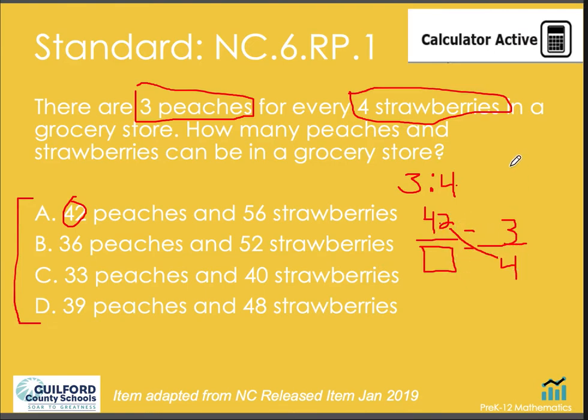So 42 times 4. This is calculator active, so you can get your calculator out and try that. If you don't have your calculator, you can work it out by hand. But I hope you get a basic calculator, because it will help for these calculator active problems. So 42 times 4 is 168. I'm going to write 168. Now we have to divide that by 3. 168 divided by 3, again, you should have a calculator, would be 56. Well, look, that's also 56. So this might be our right answer.